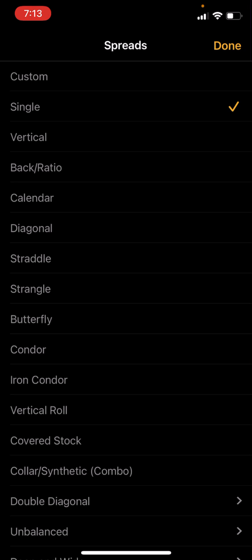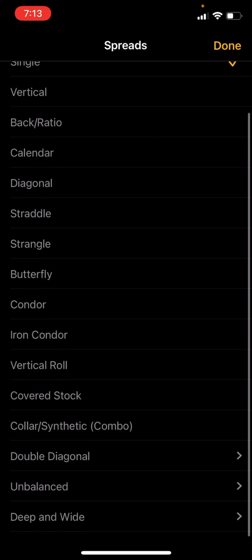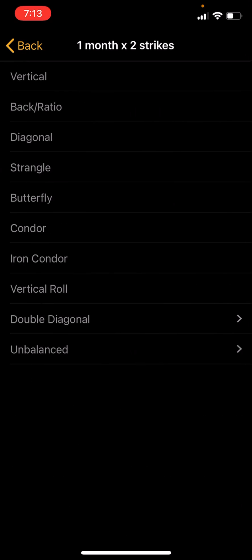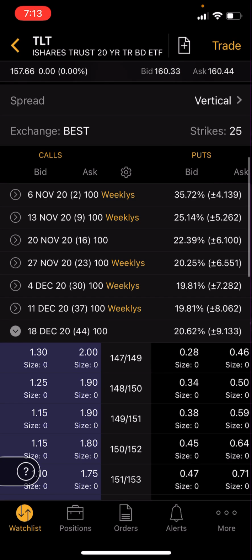So you could choose vertical. But that's going to give you probably $1 wide. We're looking to do a $2 wide strike. So if you're going to want to do it that way, you can come down to deep and wide, go to 1 month, 2 strikes, and then choose vertical, right? That would be one way to do this.